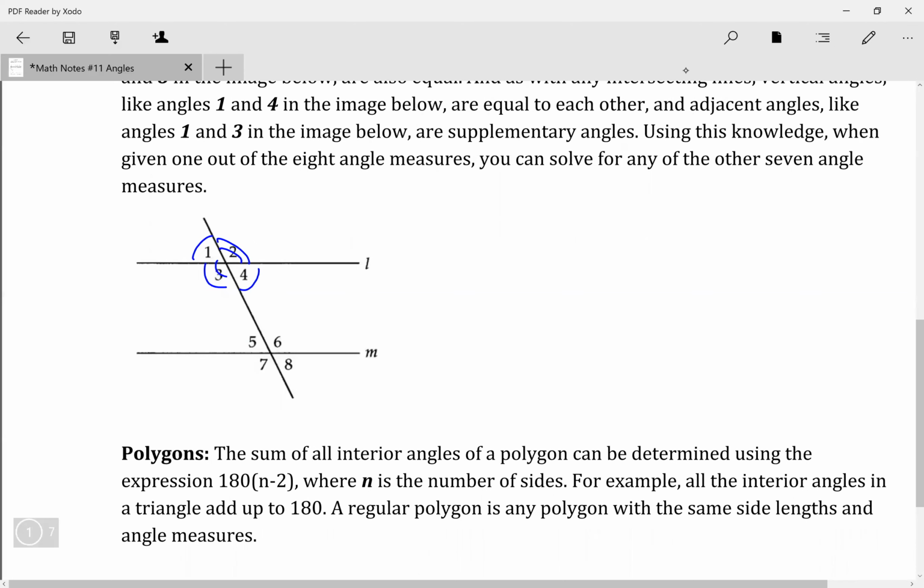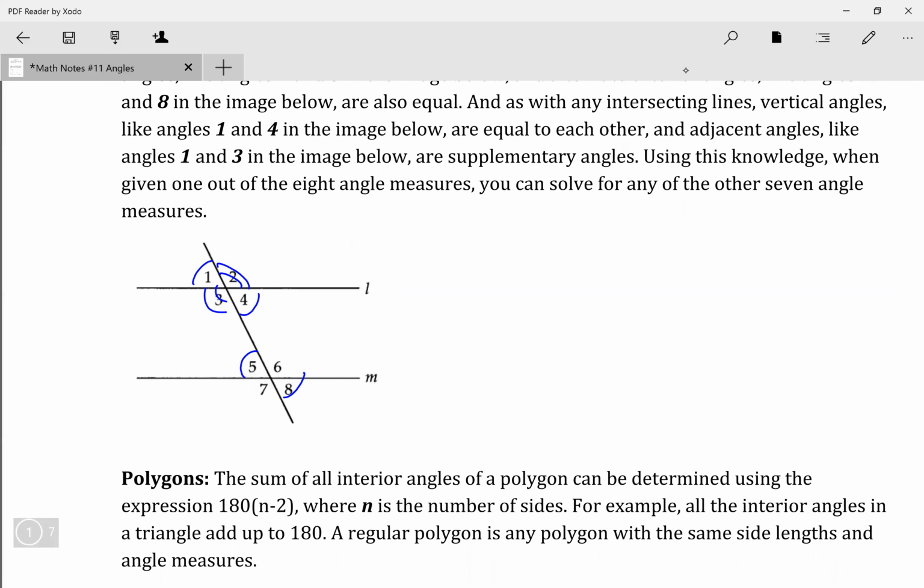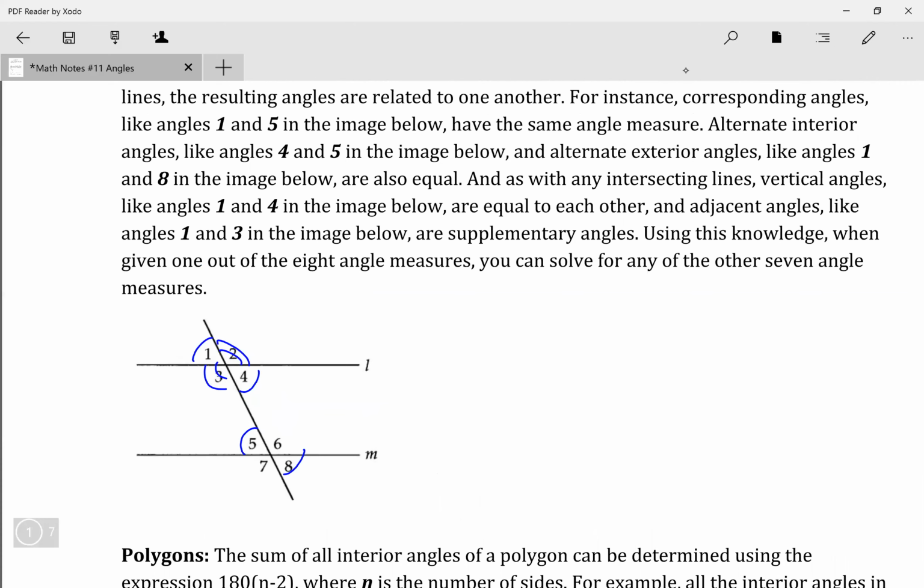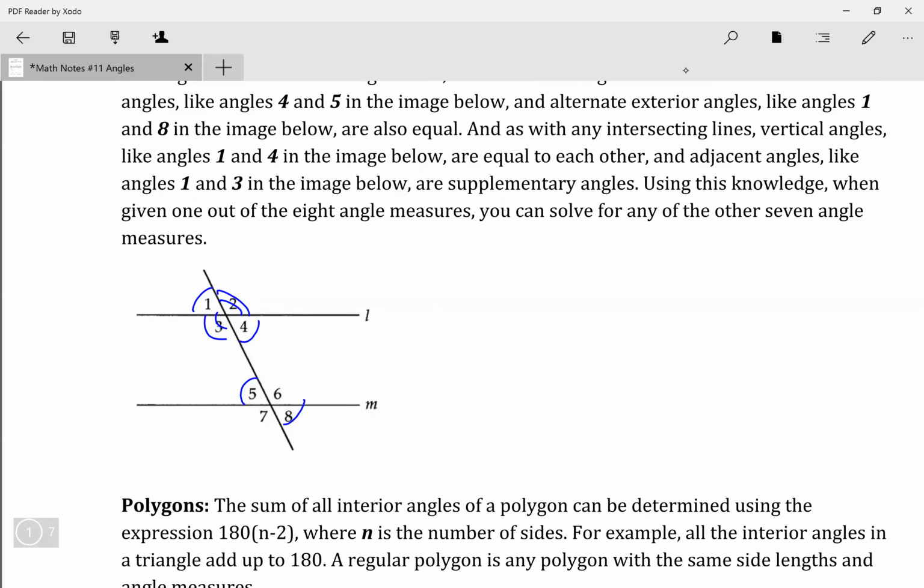Here's where it gets tricky, because there are also corresponding angles. 5 and 1 are the same angle because of the two parallel lines. They're the ones that exactly correspond to each other. So 2 and 6 are the same, and 4 and 8 are the same. Because 4 and 8 are the same and 4 is the same as 1, 1 and 8 are also the same. This is called alternate exterior angles.